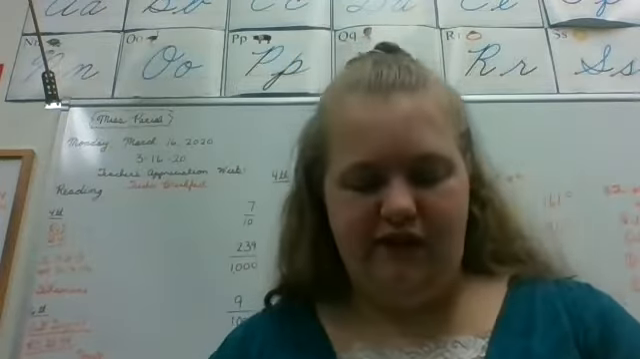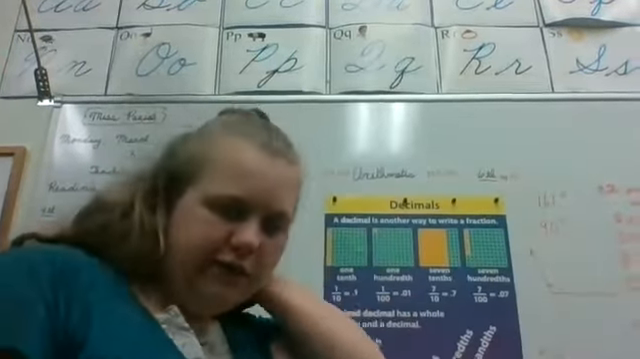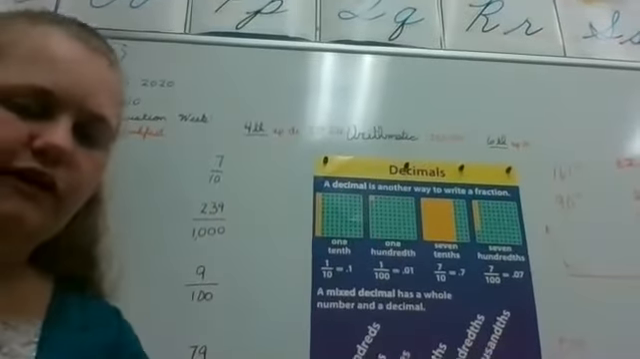40 divided by 5, that would be 8. 18 divided by 3, yes, is 6. 54 divided by 6 is 9. 15 divided by 5 is 3. 30 divided by 5 is 6. All right, very good.